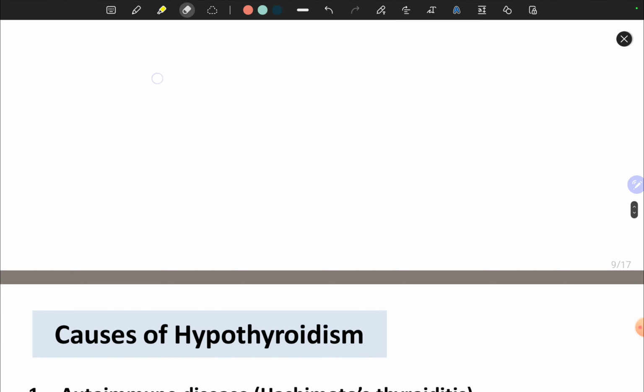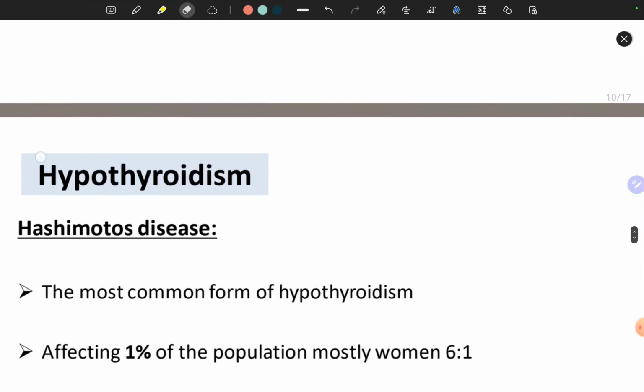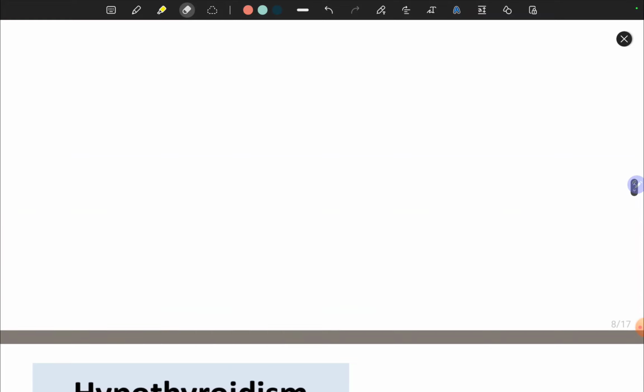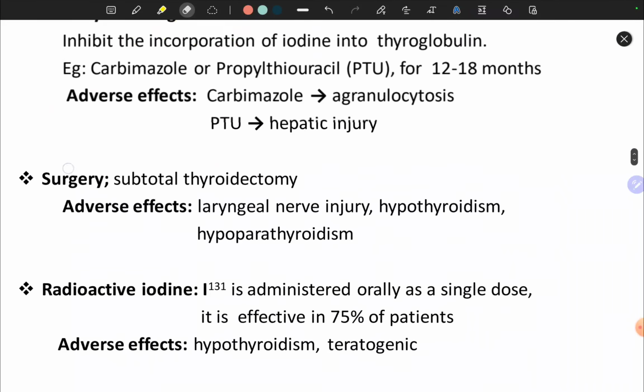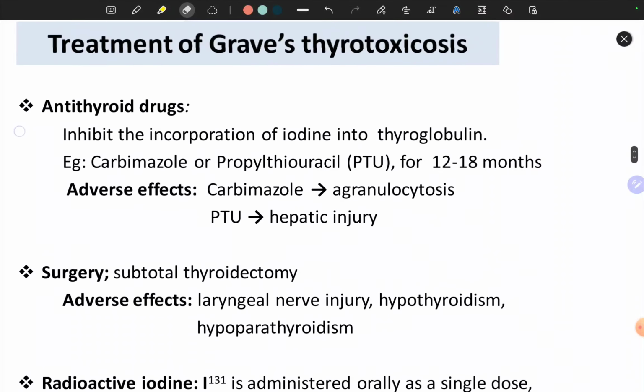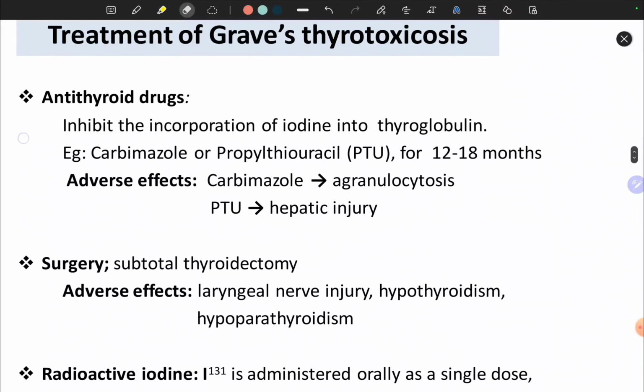We have 3 lines of management of what? Of Graves' disease, of Graves' thyrotoxicosis. Number 1, anti-thyroid drugs. Number 2 is surgery, and number 3 is radioactive iodine. We have 3 lines of management.